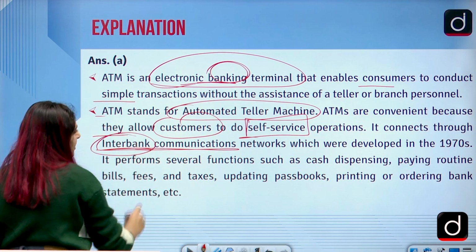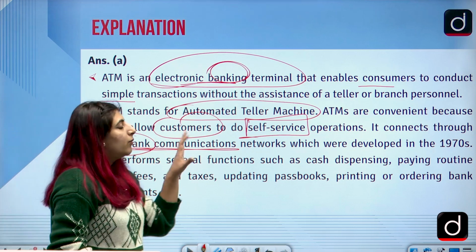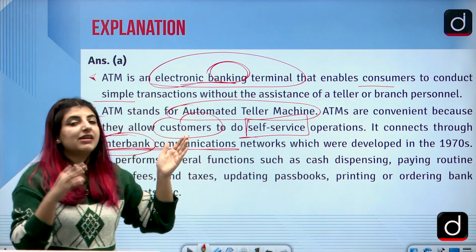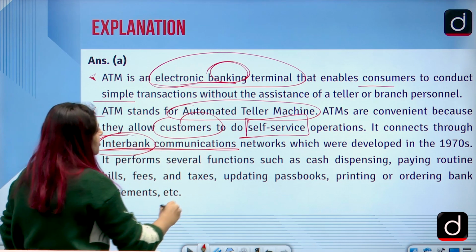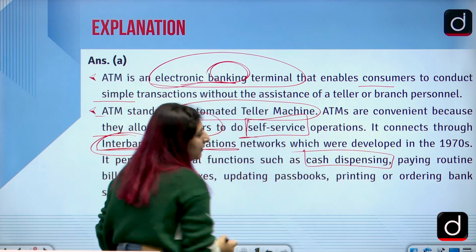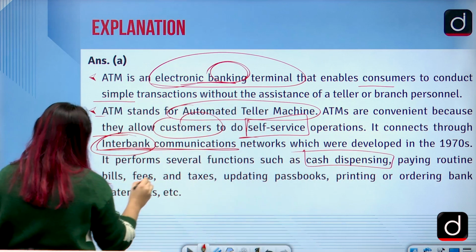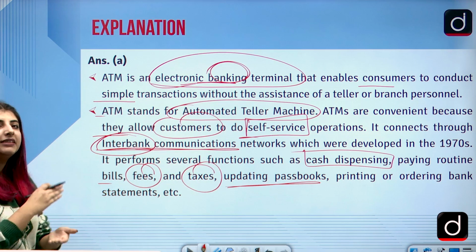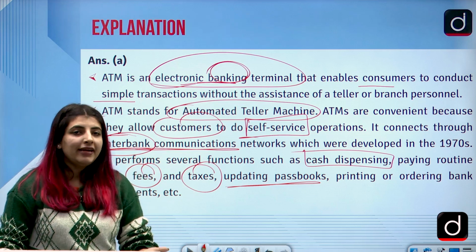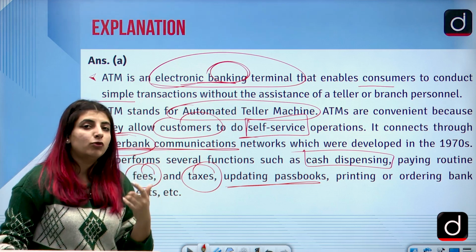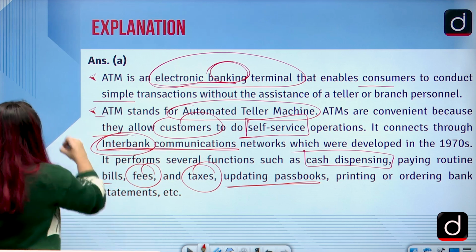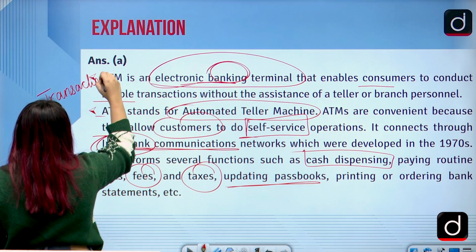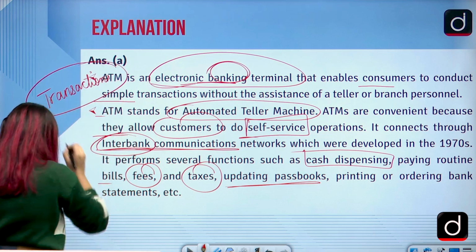So whichever is your branch, that is the main connector, which were developed in the 1970s. So from the 1970s, ATMs have been there, right? It performs several functions such as cash dispensing, paying routine bills, fees, taxes, updating passbooks, printing or ordering bank statements, etc. So even from your bank ATM, you can get the bank statements for the transactions, right? What kind of transactions have happened in my bank statement of a particular month, correct?